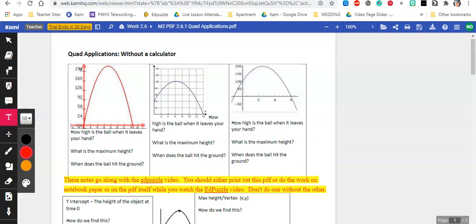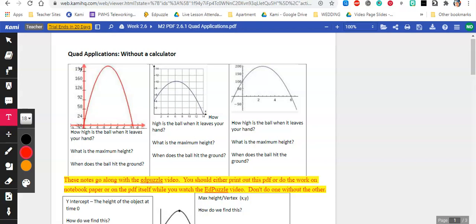Remember that if you're watching this Edpuzzle video and you don't have this PDF open and working on it, they go together. So you want to do either the work on the PDF itself while you watch the Edpuzzle video, or you want to print this out, which you can do if you have a printer at home, and do the work while you watch the video. Or you can do the work on notebook paper if you'd rather just do your work on notebook paper.